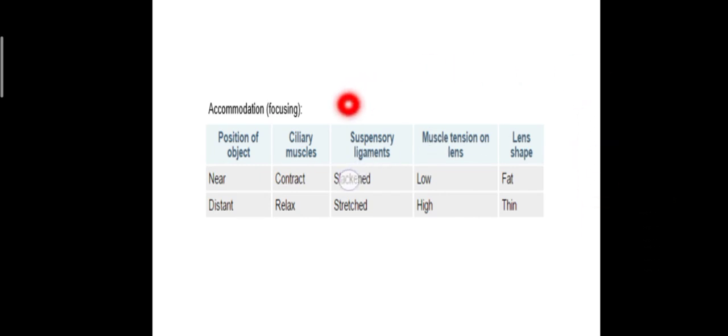Accommodation is also known as focusing. If the position of the object is nearer, then the ciliary muscles contract, the suspensory ligaments slacken, muscle tension on the lens is low, and the lens becomes fat. If the position of the object is distant, then the ciliary muscles relax, the suspensory ligaments stretch, muscle tension on the lens is high, and the lens becomes thin.